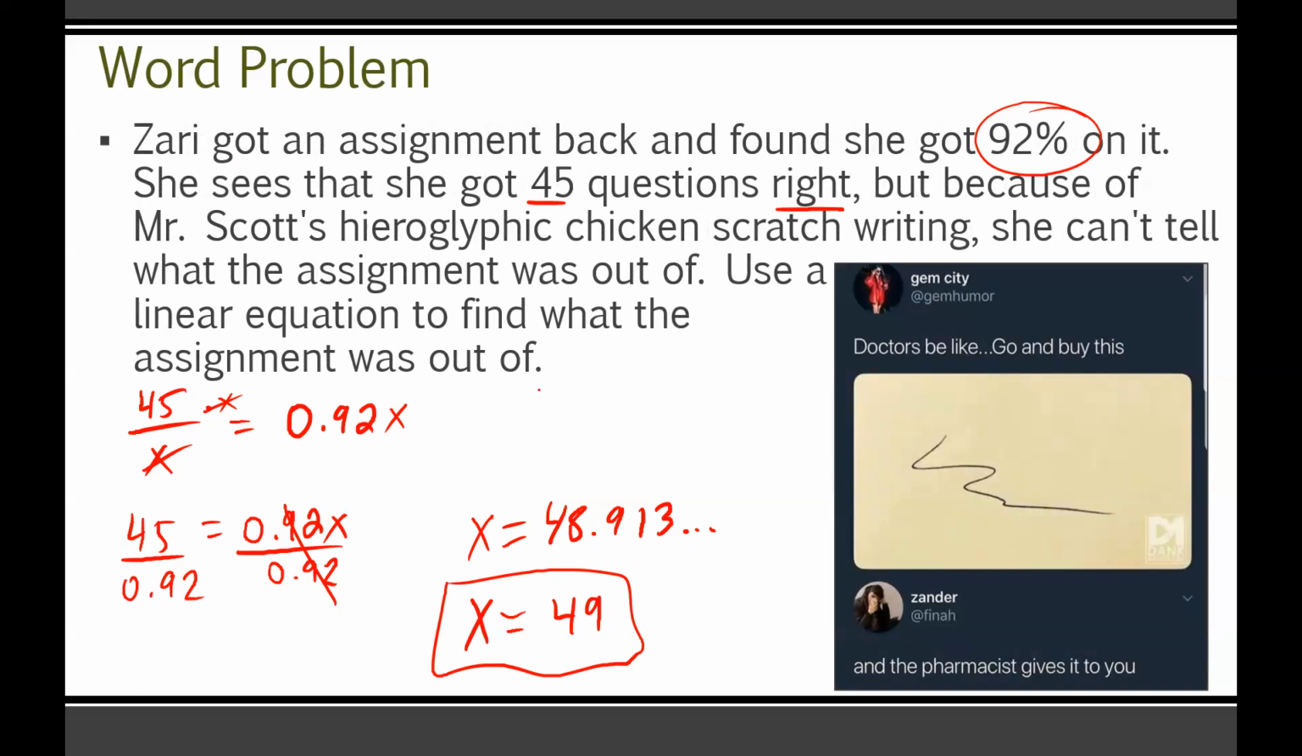If you actually check what 45 out of 49 is in your calculator, you would see it's 0.9183, and then I guess that would round up to 7. So in other words, that'd be 91.837%. If you actually did get 45 out of 49 on an assignment that I gave you, that would end up rounding up to 92. So yeah, the math does check out here. She must have gotten 45 out of 49 on this assignment.